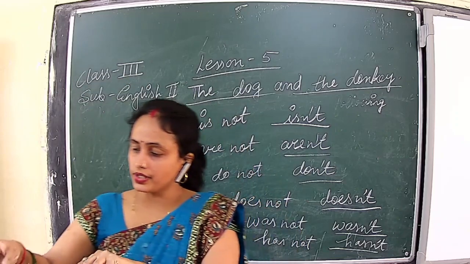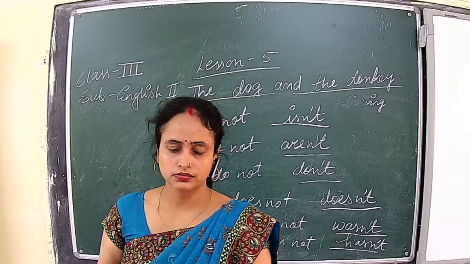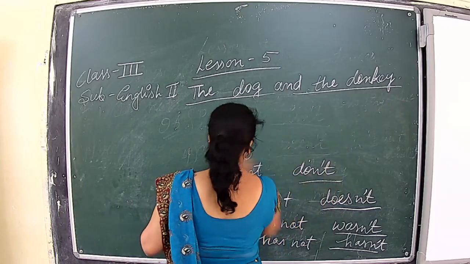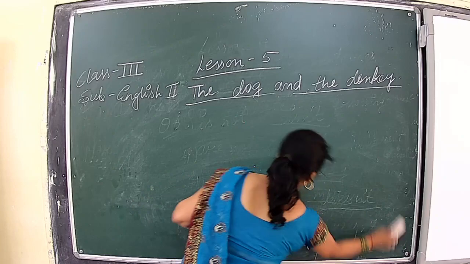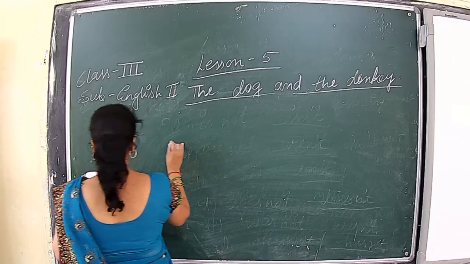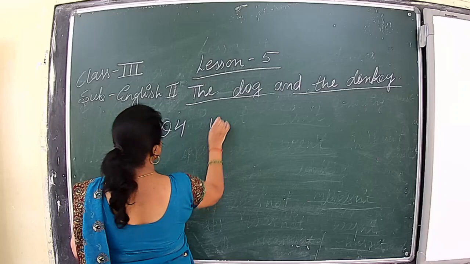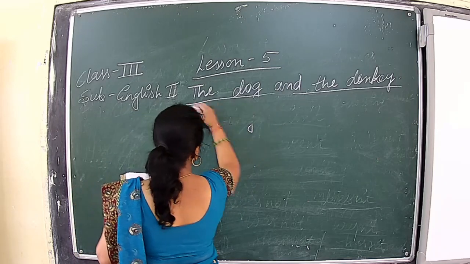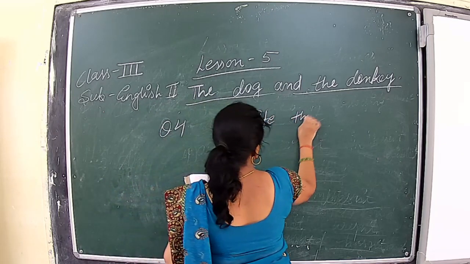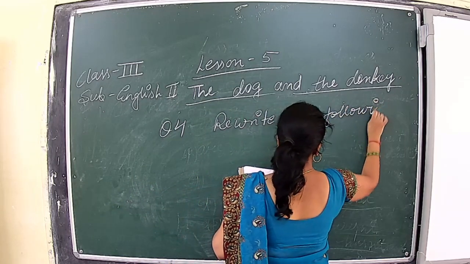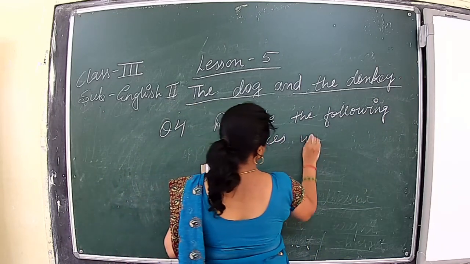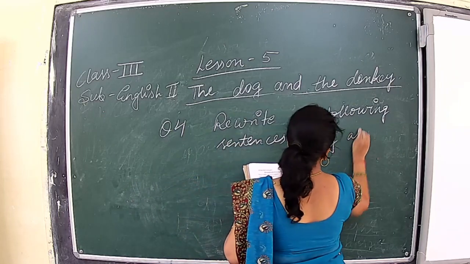Now one more exercise is here. In your book, question number 4 is given. You see, rewrite the following sentences using apostrophe. Apostrophe you have to use. Question number 4.